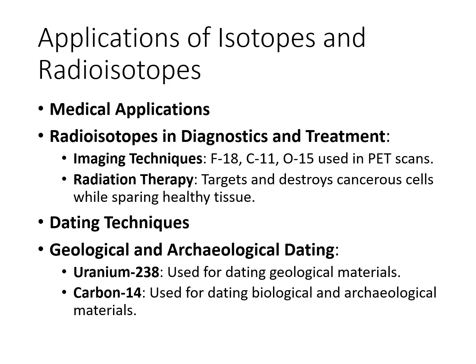In radiation therapy, other radioisotopes are used to destroy cancer cells while minimizing damage to healthy tissue. Isotopes also help us understand the past. Uranium-238 is used to date rocks, and carbon-14 is used to date various objects, including biological materials, and learn about the Earth's history. So we'll explore how radiocarbon dating works.